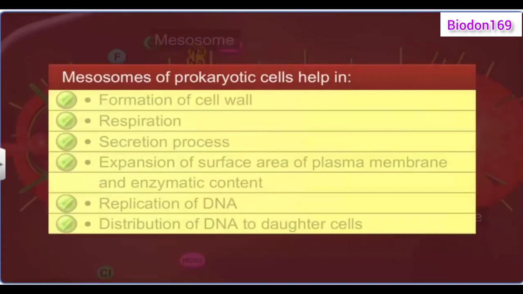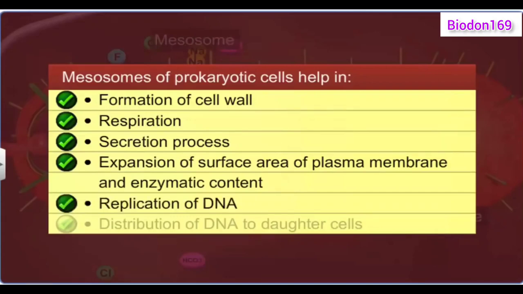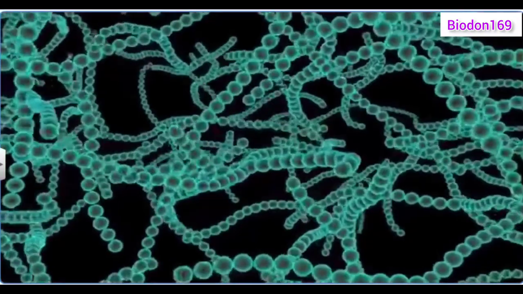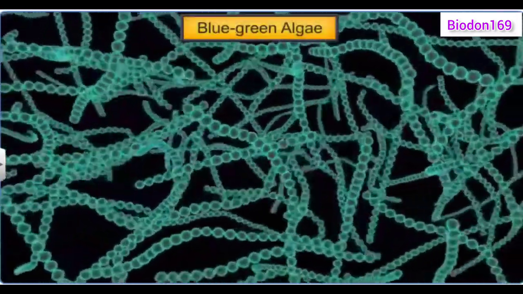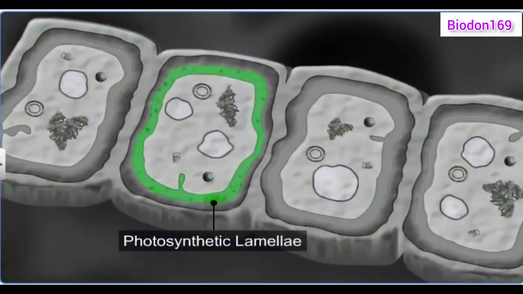Mesosomes help in cell wall formation, respiration, secretion processes, expansion of the surface area of the plasma membrane and enzymatic content, DNA replication, and distribution to daughter cells. Some prokaryotes, such as blue-green algae, also have membranous extensions called photosynthetic lamellae that contain photosynthetic pigments such as chlorophyll.